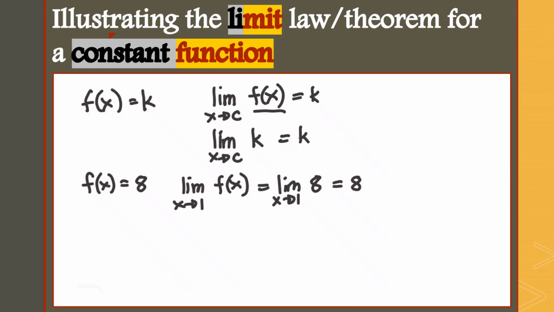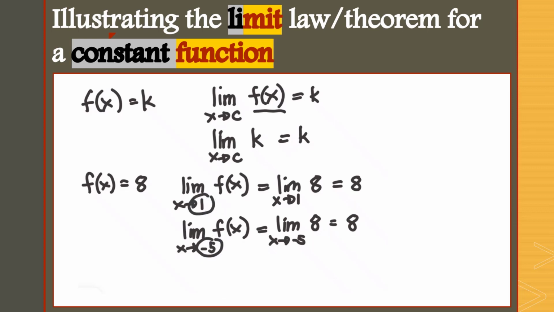Now, this is also true even if the value x is approaching is changed. Let's say the limit of the same function f of x as x approaches, let's say, -5. This will still be equal to the limit of 8 as x approaches -5, which will still be equal to 8 itself. So it doesn't matter what value x is approaching, because in the first place our function doesn't contain any variable x.